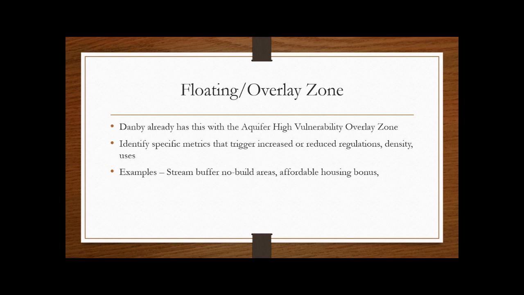There are other kinds of overlay zones for different kinds of things that you might want to preserve. The town of Ithaca has overlays of stream buffer requirements. They have two kinds of streams. Larger streams require a 100-foot buffer, smaller streams require a 50-foot buffer. You can also have floating zones that apply based on some other characteristic that you want. So you could have a form-based code floating zone or an affordable housing bonus floating zone that someone could opt into if they were willing to build in a certain way.